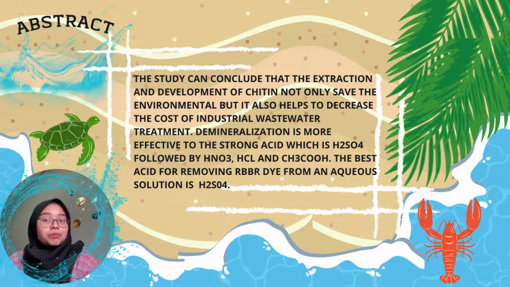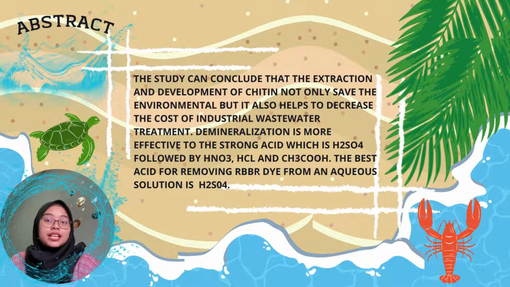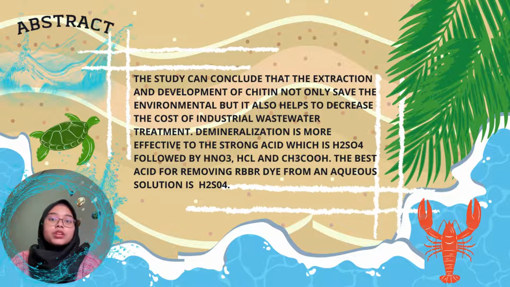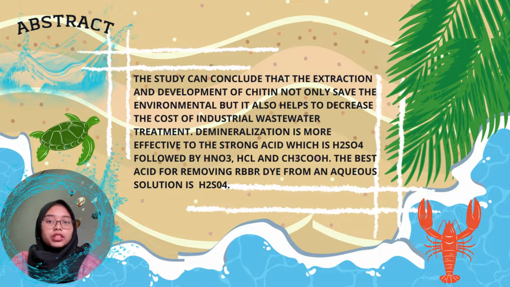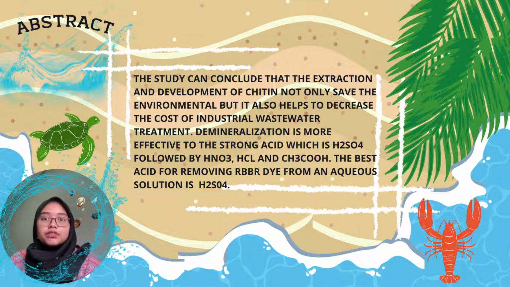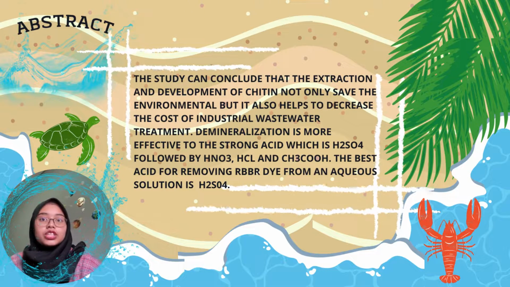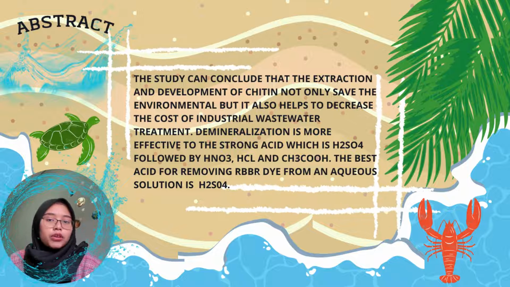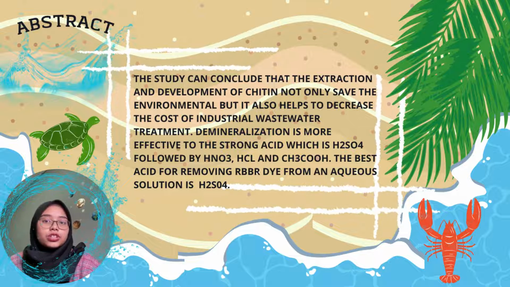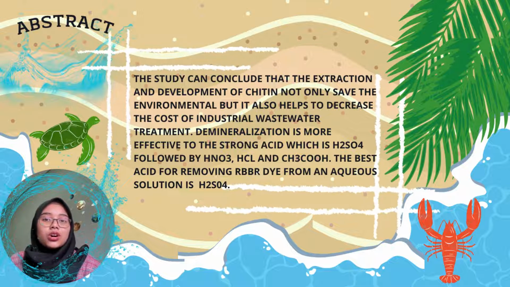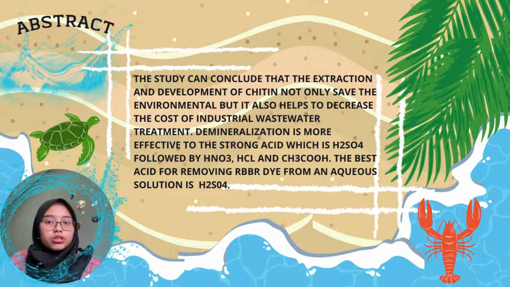The abstract of this topic is that Fourier transform infrared (FTIR) and X-ray diffraction (XRD) indicate the present functional group. The isomorph of the obtained chitin diffractogram supports the alpha-chitin structure and demonstrates the type of acid solution used. The study can conclude that the extraction and development of chitin not only saves the environment, but it also helps to decrease the cost of industrial wastewater treatment.